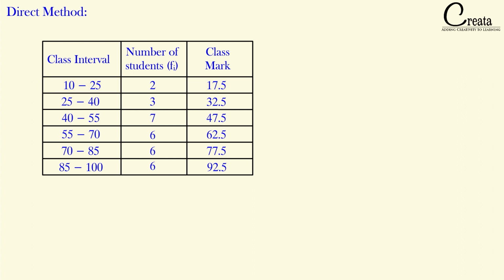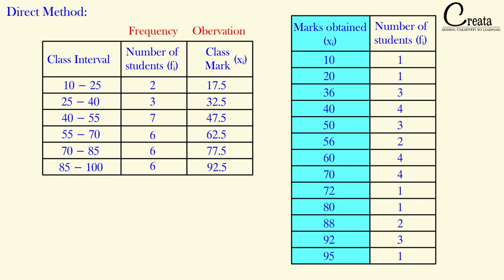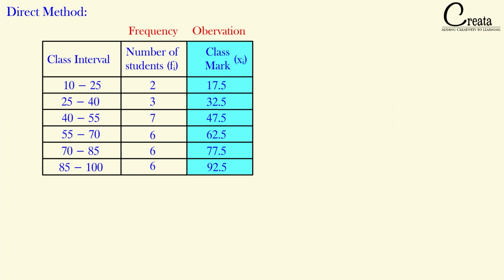So let's move further. Now we have a new column in the table, that is class marks. The number of students is the frequency, and these class marks will be the observation, which is xi. We can compare this with the previous case in which the marks obtained were xi, and in this case the class marks are xi. And what are class marks? Class marks are just the midpoint of that range, which is representing that class interval. So we have fi, the frequency, and we also have xi, the observation.